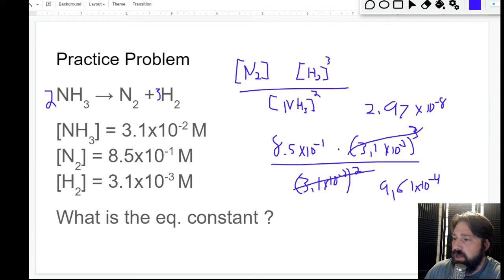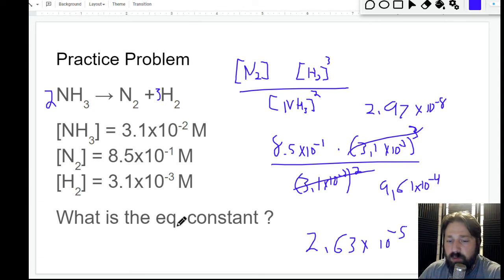Now we can multiply all of this together. Multiply 8.5 to the negative first, and divide that by 9.61 e to the negative fourth. And all of this turns out to be 2.63 times 10 to the negative fifth.